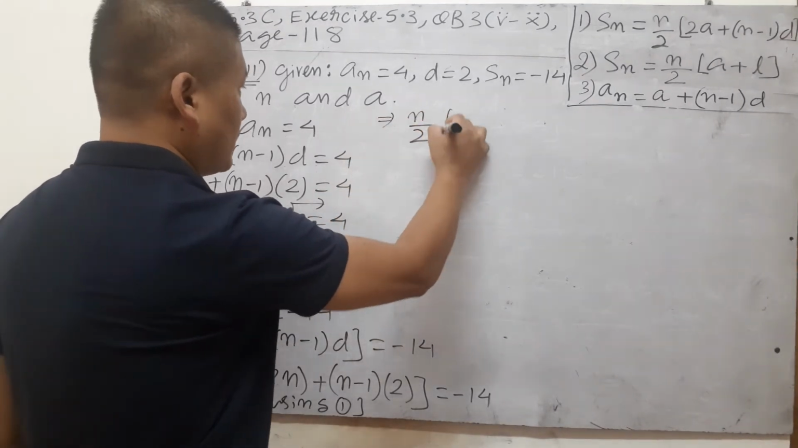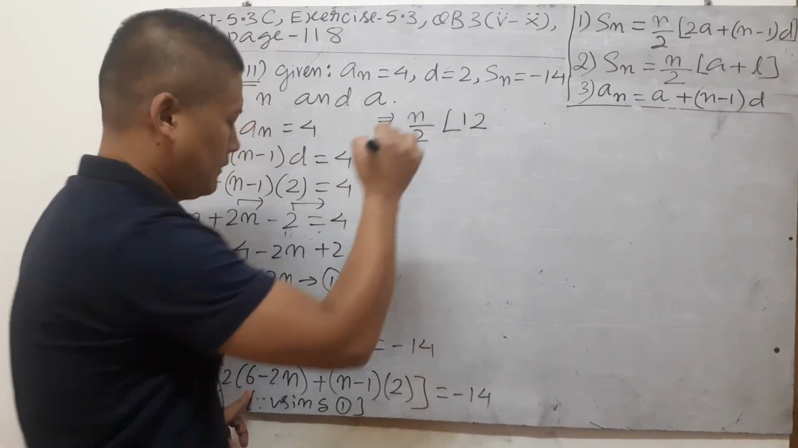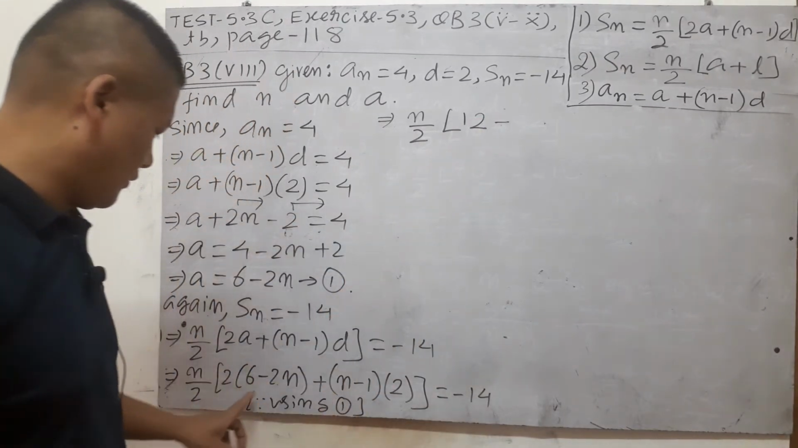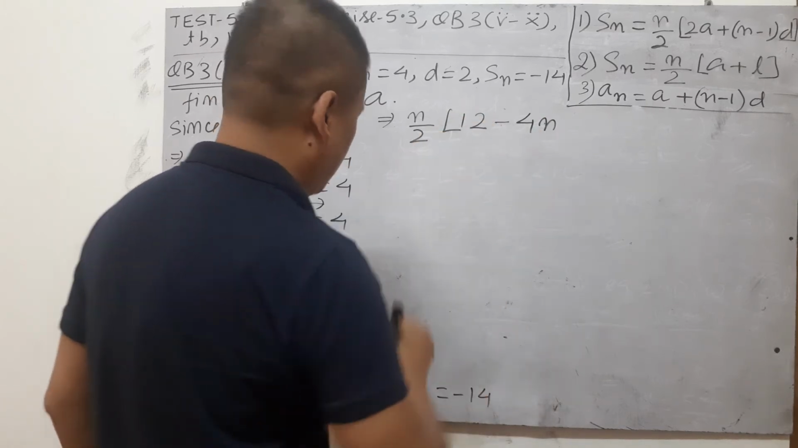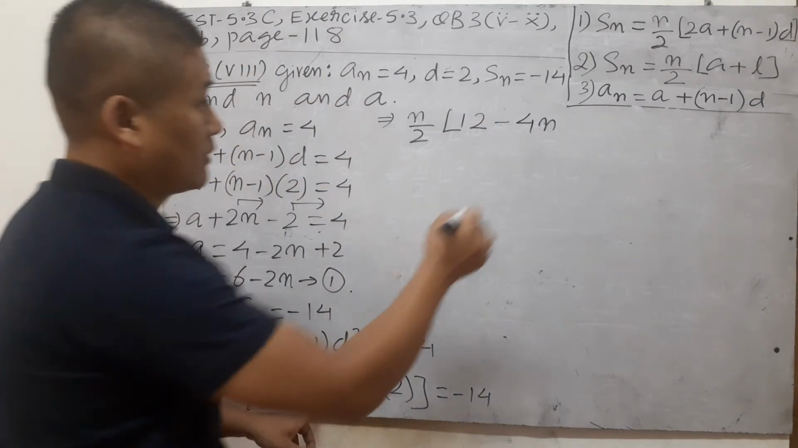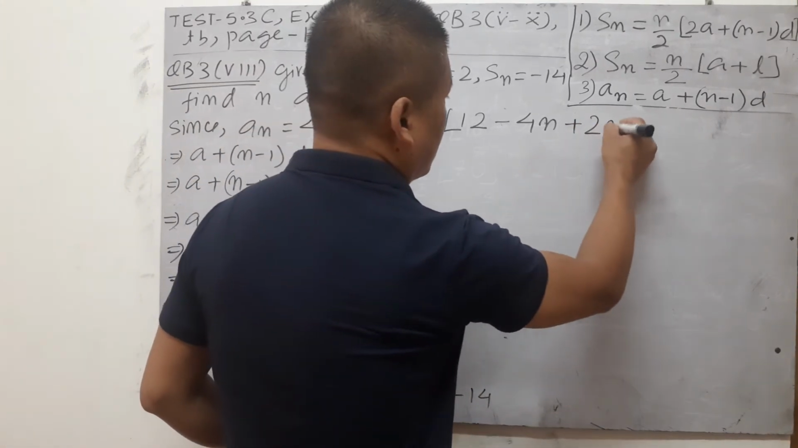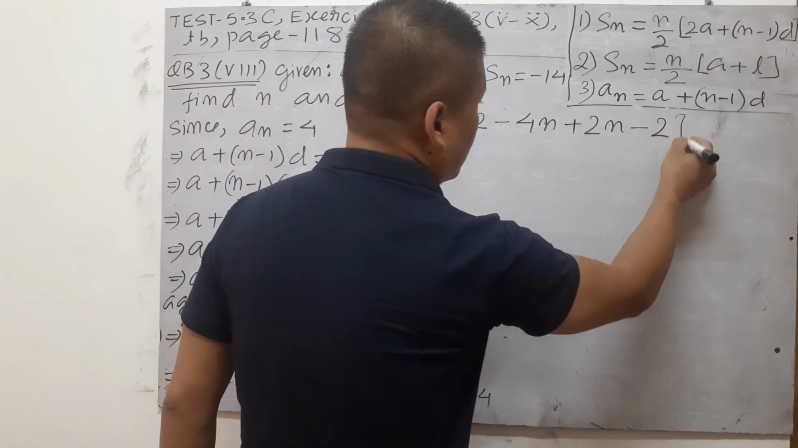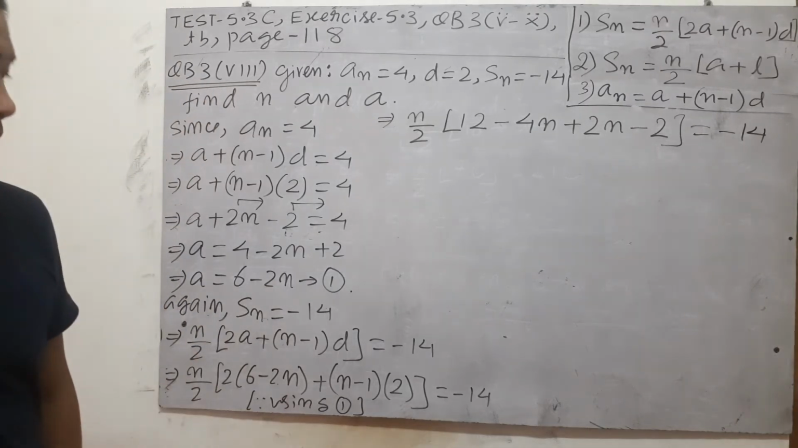n by 2 into 2 6 are 12, and plus and minus, minus, and then 2 2s are 4n. So we're multiplying the outside to the inside, and plus here 2 into n, 2n, and plus into minus, minus 2 ones are 2, close the bracket, is equal to minus 14.